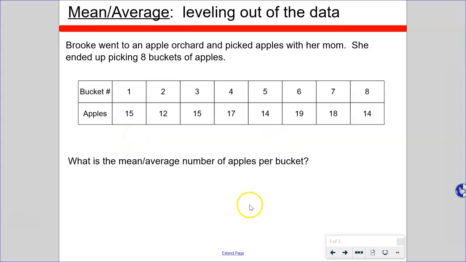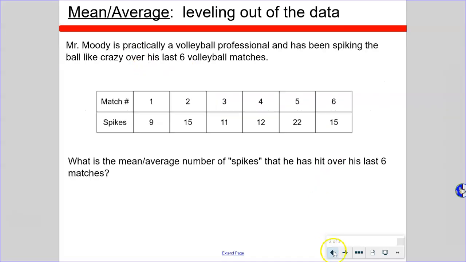By the way, on your practice sheet, there's going to be a typo. It's not going to say 8 buckets right here, but it should be 8. And it's not going to say 6 volleyball matches right here, but it should be 6. So I apologize for that, but I just wanted to give you guys that clarifying piece.